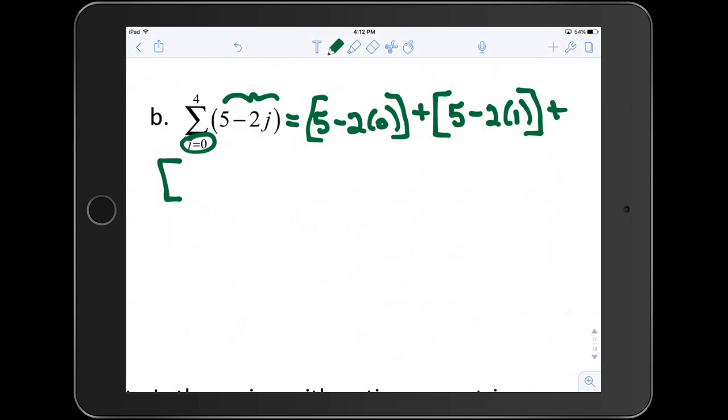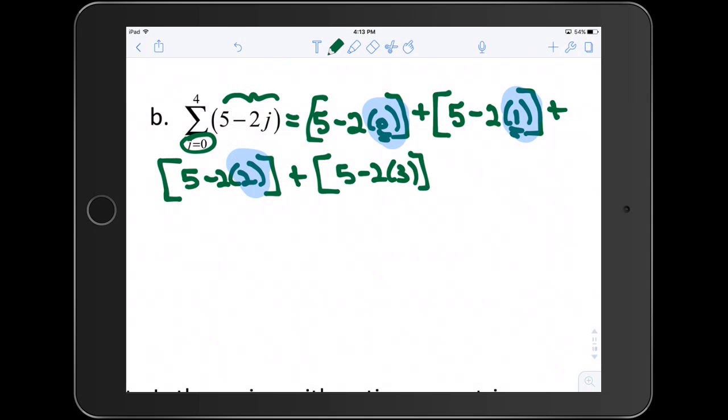I can't talk and write at the same time, so minus 2 times 2. Notice here's 0, here's 1. Actually, I'm going to highlight that. Notice there's my 0 term, first term, second term, plus 5. There's my third term and my fourth term. That is it. That's how far I have to go because of this value right up there, which starts at 0 and goes all the way up to 4. That's what we wanted. Now we're just going to simplify it.